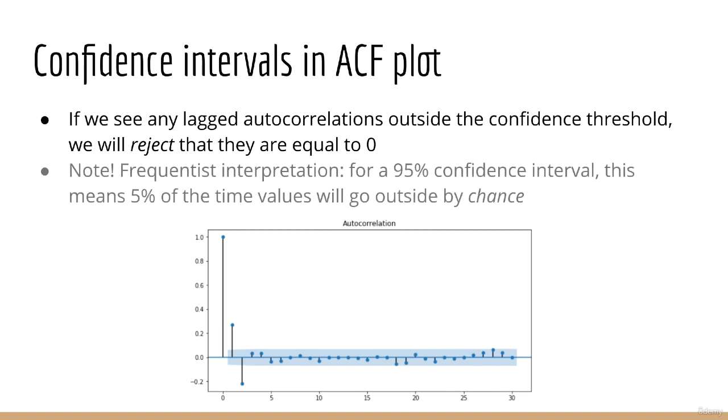Now, it's important to also remember the frequentist interpretation of confidence intervals. Since this is a 95% confidence interval, that means 5% of the time, one of the values in the ACF plot will just pop out of the confidence interval randomly. Therefore, if you have, say, 40 lags, you might expect 2 of them to just be randomly outside the confidence interval. For example, you might see one at lag 25 and one at lag 39. Usually, you can use your intuition to determine that this is happening by chance and is not actually significant.